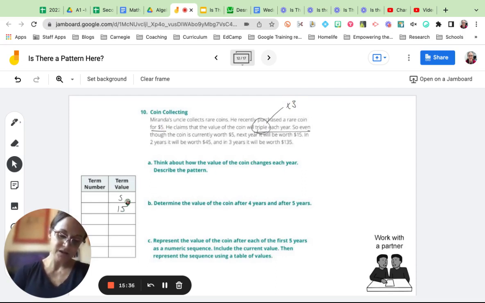So it started here. This is where it will be next year. He thinks in 2 years it will be 45, and in 3 years it will be worth 135. So that was nice of him. He gave us the first 4 terms of the sequence already. Your job with your partner is to figure out the value of the coin after 4 and 5 years, which are actually going to be the 5th and 6th terms of our sequence, and to represent the value of the coin after each of the first 5 years as a numeric sequence and in the table. This is the end of this video, but you have 4 minutes to work on this task with your partner, and your teacher will be checking for understanding as you work.